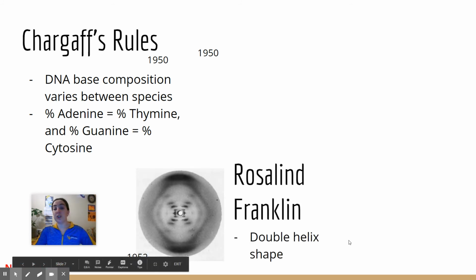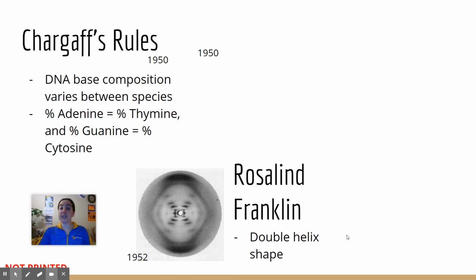In 1952, Rosalind Franklin, a scientist who was actively searching for the structure of DNA, took this picture that you see at the bottom of the screen that you may have seen before. She and Maurice Wilkins, the other scientist working with her, were using X-ray crystallography, which is a way to take pictures of how X-rays reflected off of a molecule.